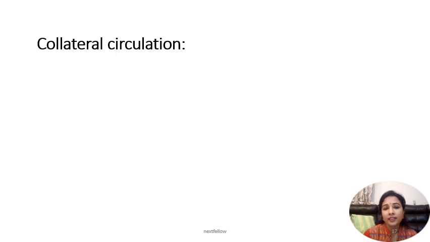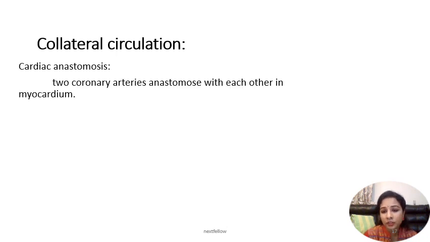Now the collateral circulation of these coronary arteries. There are two types of collateral circulation: cardiac anastomosis and extracardiac anastomosis. Cardiac anastomosis means the anastomosis between the right and left coronary arteries. Anatomically, these arteries anastomose, but physiologically, functionally, they act as end arteries. Usually they anastomose within the myocardium of the heart.